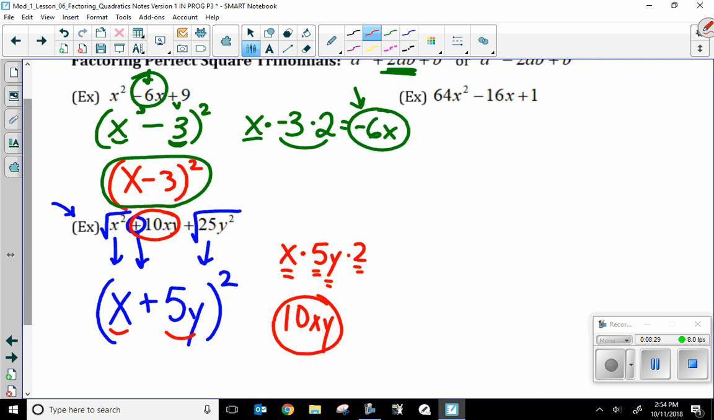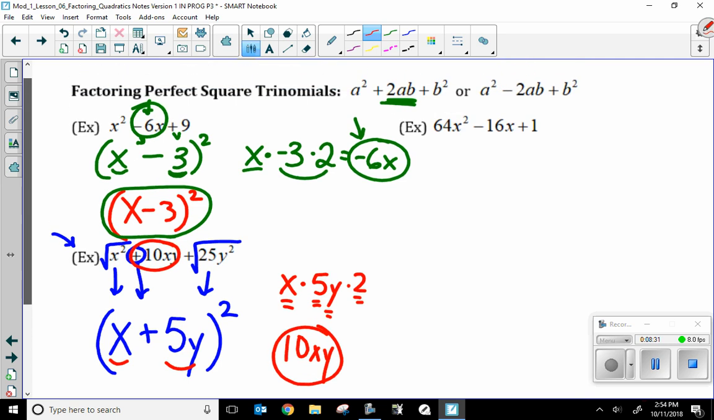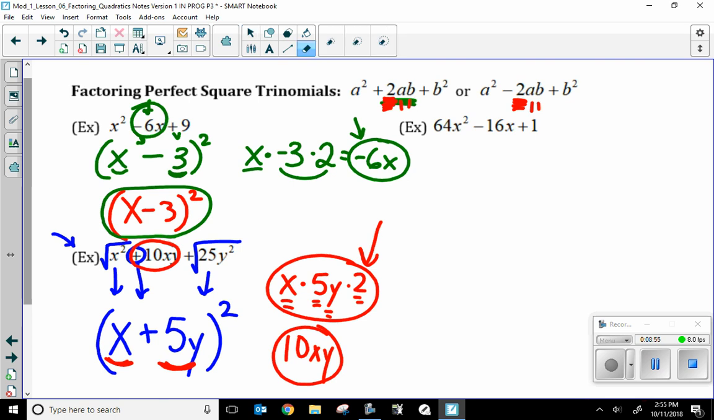So this check right here, that's taking your 2 and multiplying it times whatever your terms are when you take the square root, your a and your b. That's what that means. Do you have to memorize that notation? Not really, no. But I'm just trying to explain to you what it means. Let's do the next one.